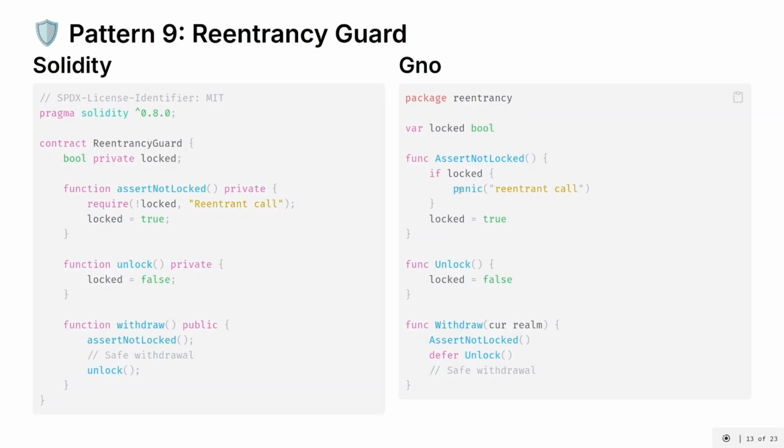In GNO, we create the functions too. It is set as public, but it should be private. And we use the defer keyword, which will let this function be called at the end of the execution of withdraw. So it means the last instruction of withdraw will be the unlock.